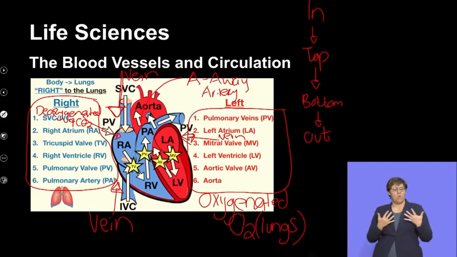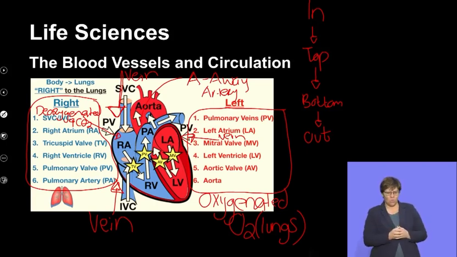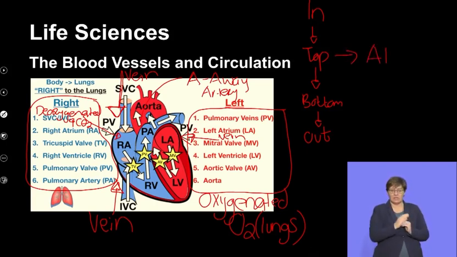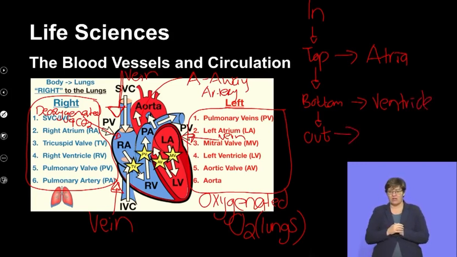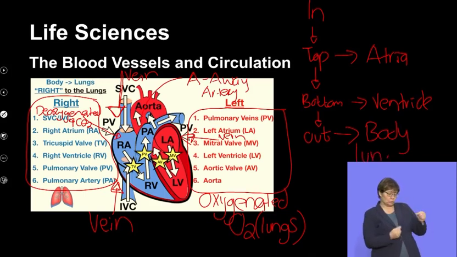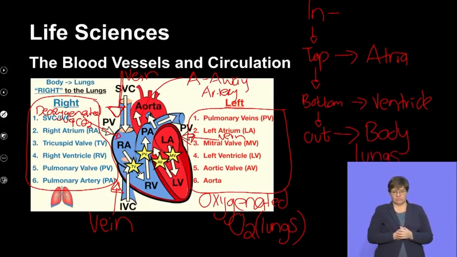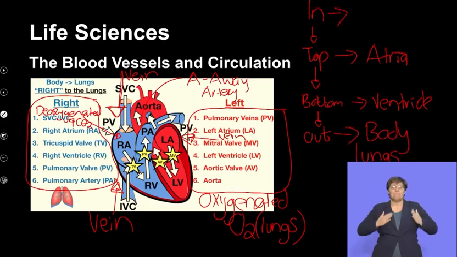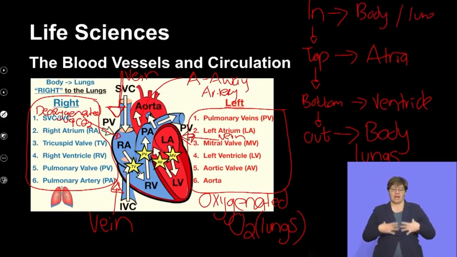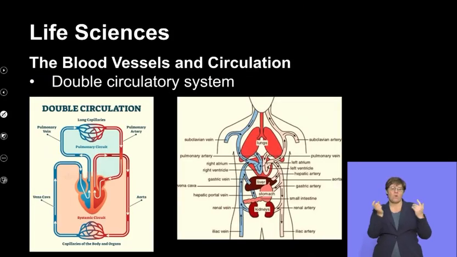How does the blood move from the heart? So where does it come in? What is the top part? The top part are the atria. What is the bottom part? The ventricles. And when I say out, I have two options. Where is the out going to? It's either going to go out to my body, or it's going to go to my lungs. When it comes in, where does it come from? It has either come from my body, or it has come from my lungs. A little bit confusing, but we will sort it out and make it a bit easier.